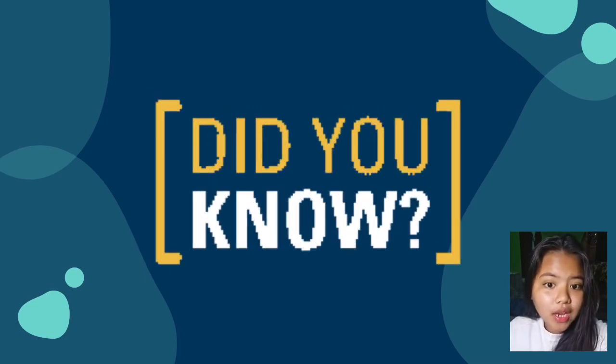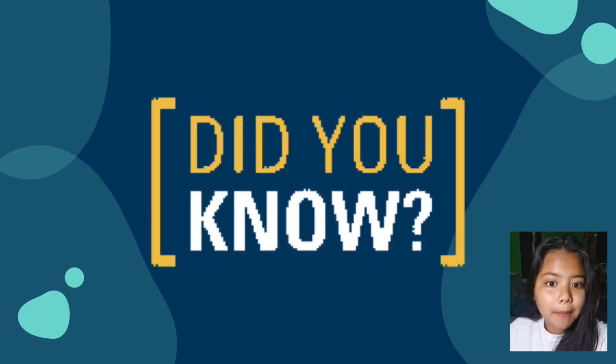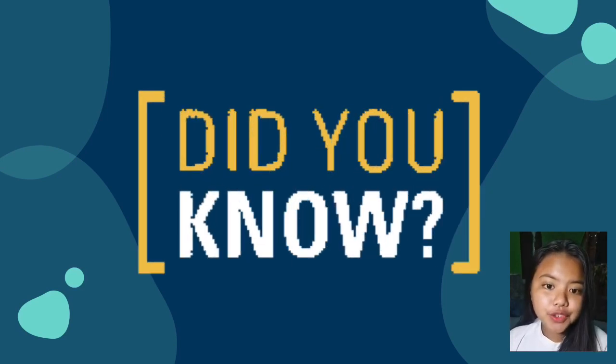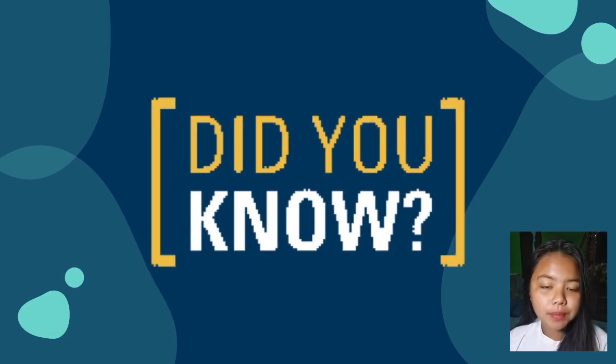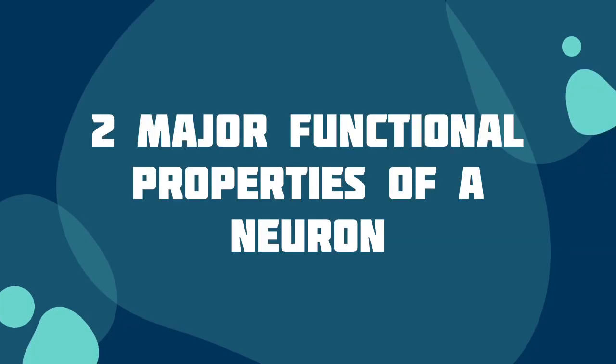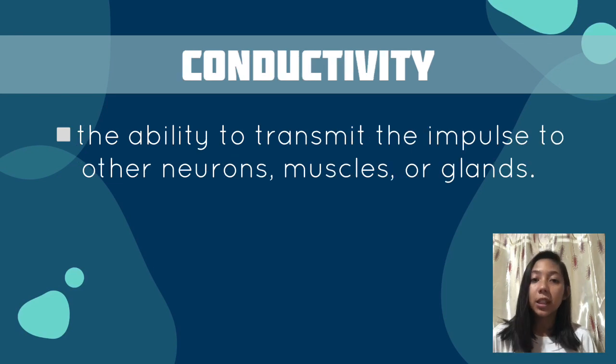Did you know that action potential is extremely short-lived? It lasts for only about a millisecond, after which the original resting potential is restored once again, or it becomes repolarized. Number 1 is irritability, which is the ability to respond to a stimulus and convert it into a nerve impulse. Second is conductivity, which is the ability to transmit the impulse to other neurons, muscles, or glands.